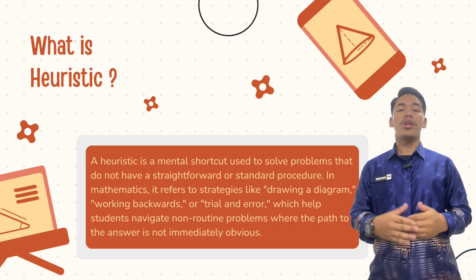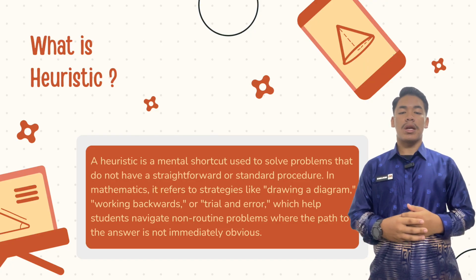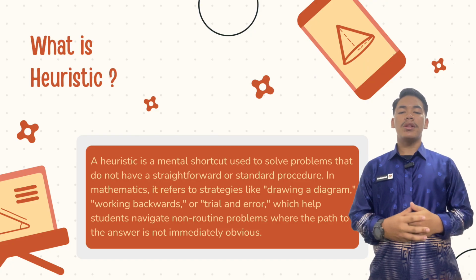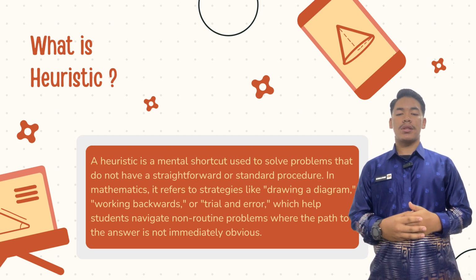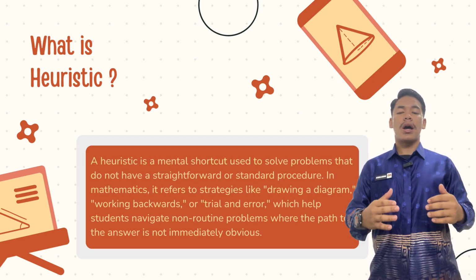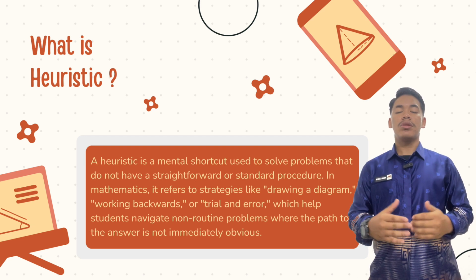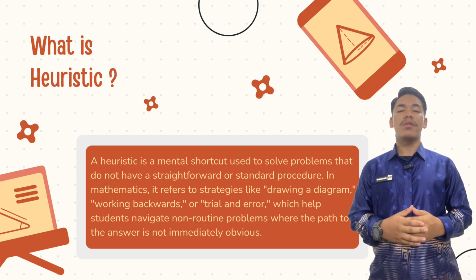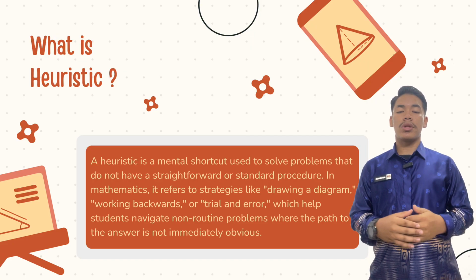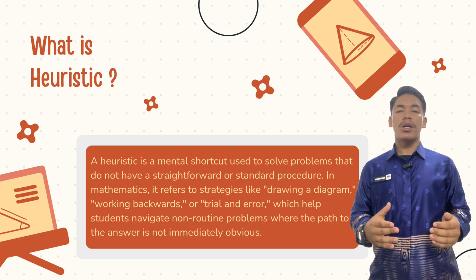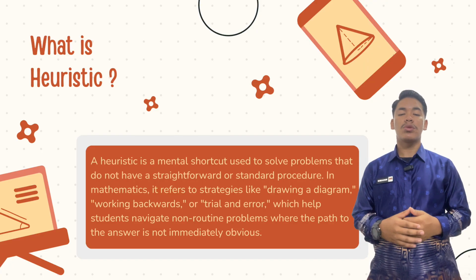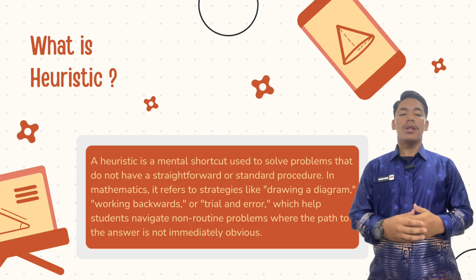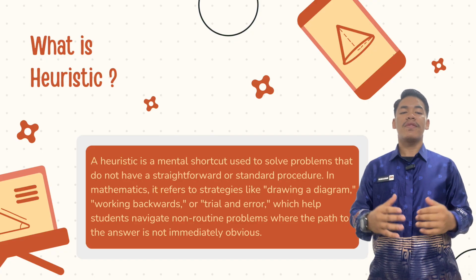These tools are called heuristics, as shown on the slide. A heuristic is essentially a rule of thumb or a mental shortcut. In a mathematics classroom, heuristics are strategies that students use to solve problems when there is no obvious or immediate formula to follow. Unlike routine math, where you might just multiply two numbers to get an answer, heuristics are designed for non-routine problems. They help students get started when they feel stuck.